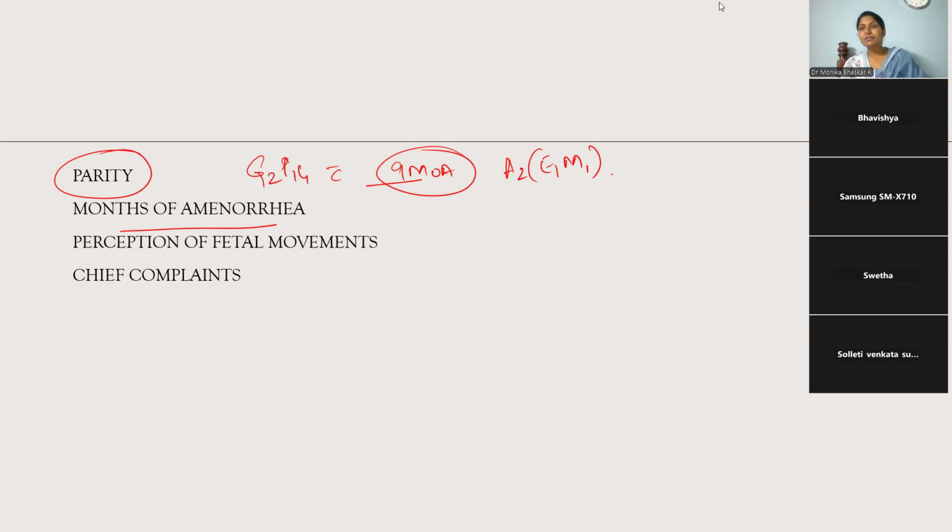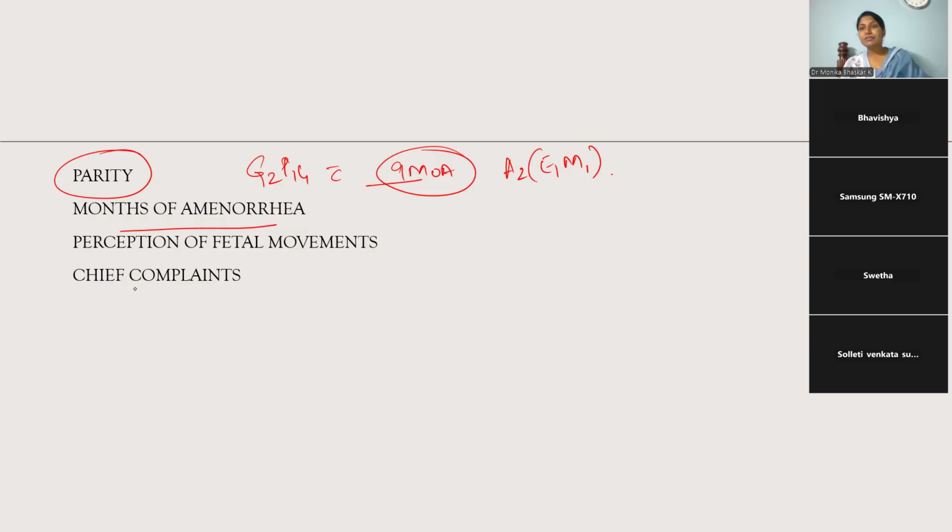For example, if she does not have any chief complaint, she's come just for delivery or she's just come for an antenatal checkup, you can write gravida 2 para 1 living 1 with 9 months of amenorrhea who's perceiving fetal movements well, has come to OPD for an antenatal checkup, or has now come for admission for safe confinement. So these words can be used instead of mentioning it as chief complaints.